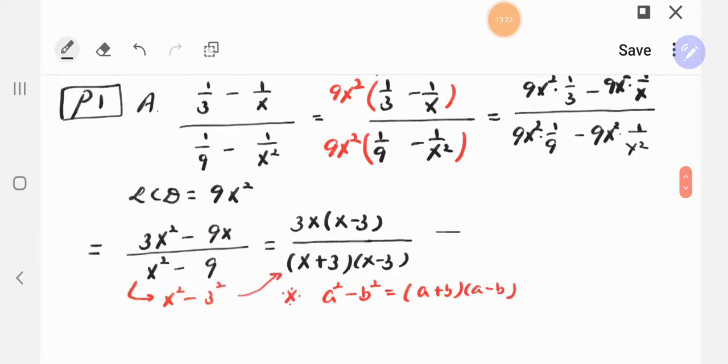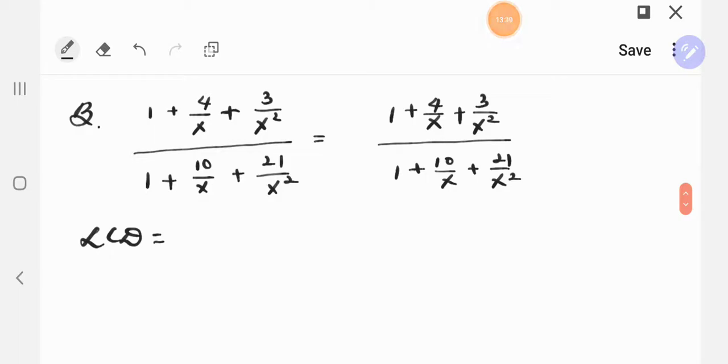Then from this, x minus 3 is a common factor, so we can cancel it out, so the numerator is 3x and the denominator is x plus 3. Okay, let's try example B.